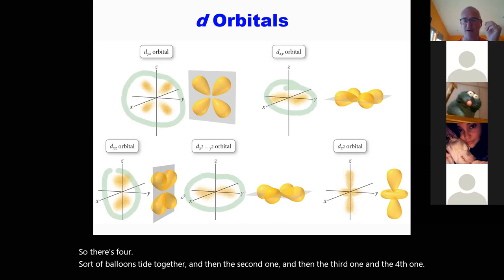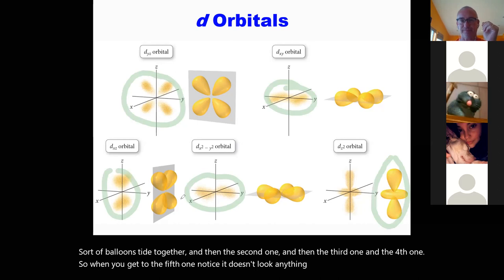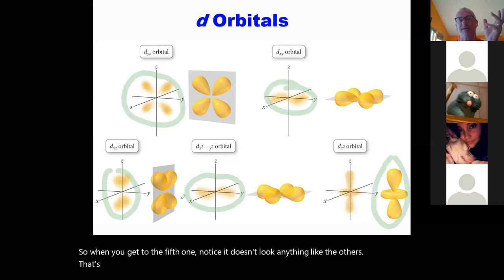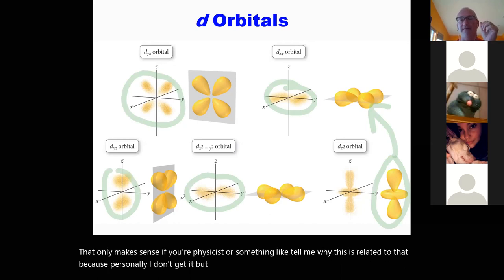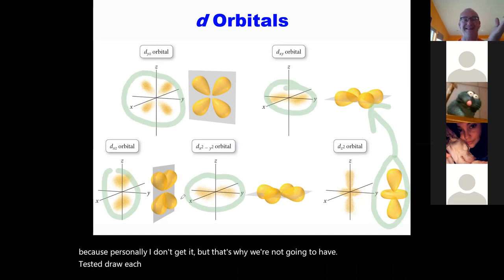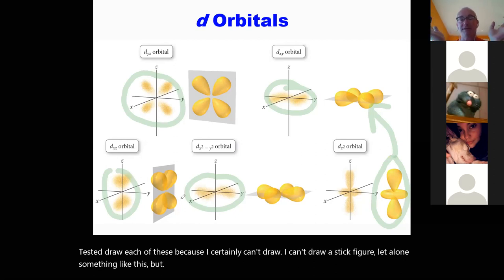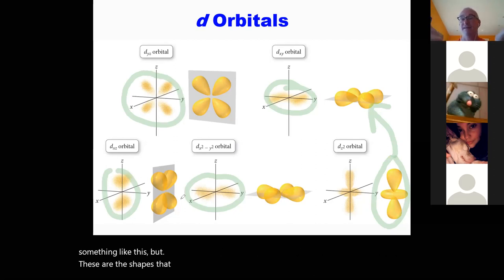Then when you get to the fifth one, notice it doesn't look anything like the others. That's where Schrodinger's equation makes these bizarre shapes that only make sense if you're a physicist or something. Tell me why this is related to that, because personally, I don't get it. But that's why we're not going to have tests to draw each of these, because I certainly can't draw. I can't draw a stick figure, let alone something like this. But these are the shapes that Schrodinger's equation predicts.